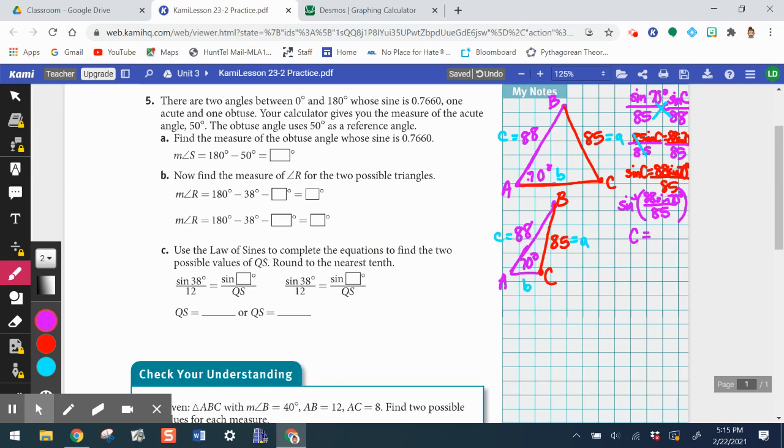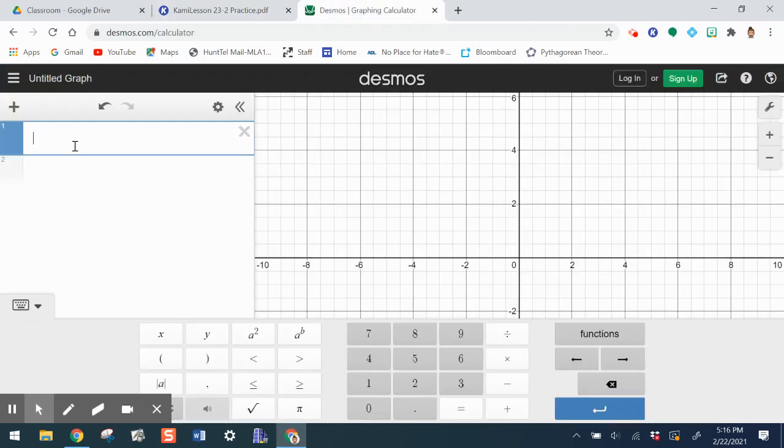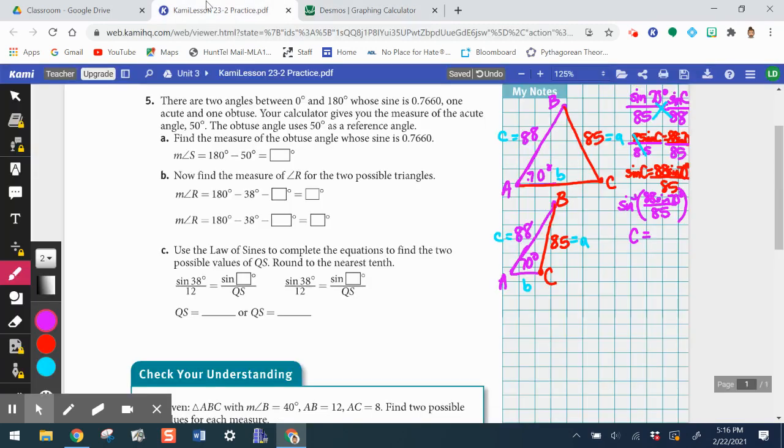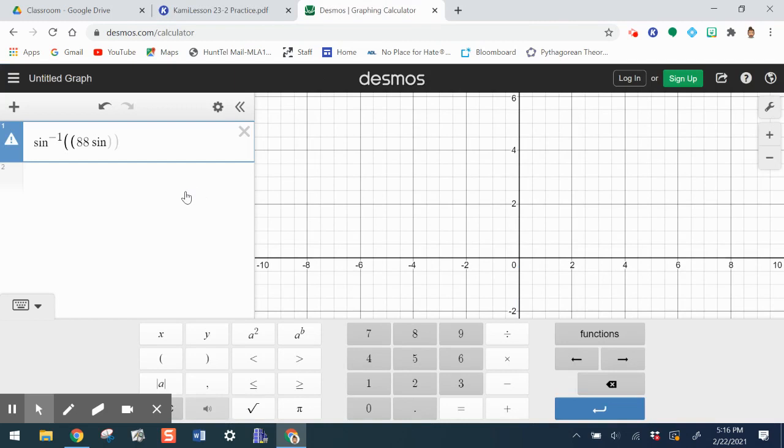And we'll go and say we'll round to the nearest degree, even though they don't tell us to specifically. So 88 times the sine of 70 over 85. So we'll use the inverse sine function. And I'll use extra parentheses, 88 times the sine of 70, close parentheses, over 85. And we get 76.6. Just for the sake of continuing what we did in our actual lesson, we'll use that 10th place to round the 76 up to 77.